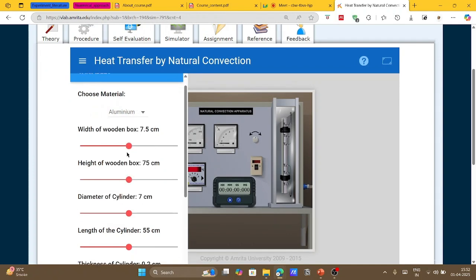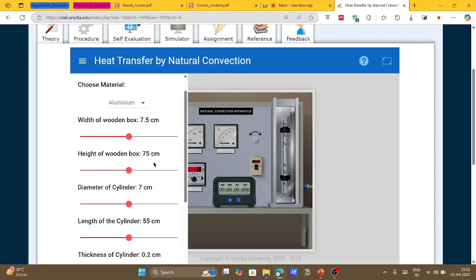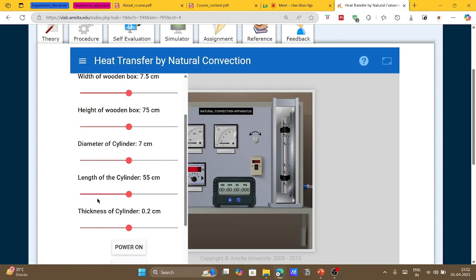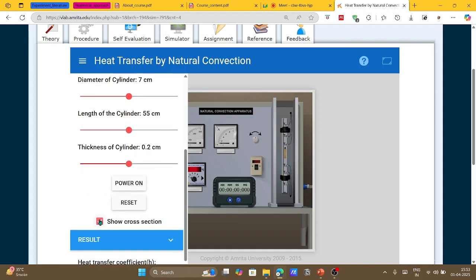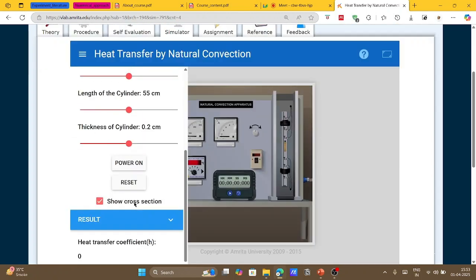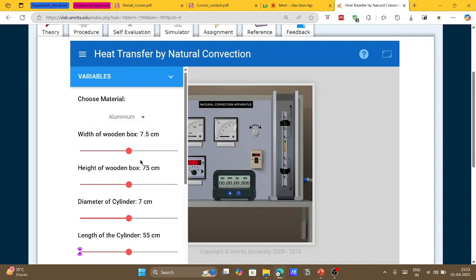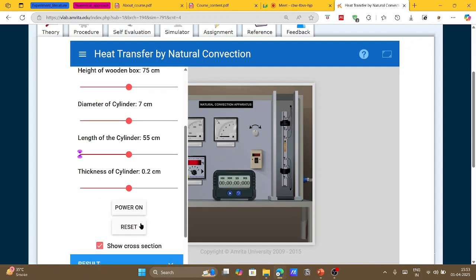You can select the dimensions of the wooden box. This is the wooden box inside which the cylinder is placed, right? You can change the diameter of the cylinder and the length of the cylinder, right? Change this slider and it will change the values accordingly. For the thickness of the cylinder, if you change it, it will show you the cross-sectional part. So let's say we select this. Here we have selected aluminum and I'm keeping the default values.